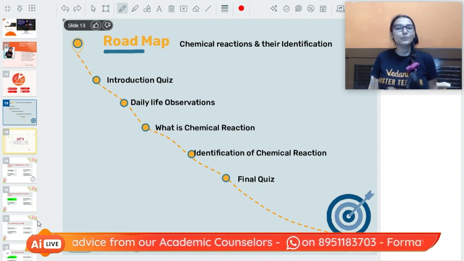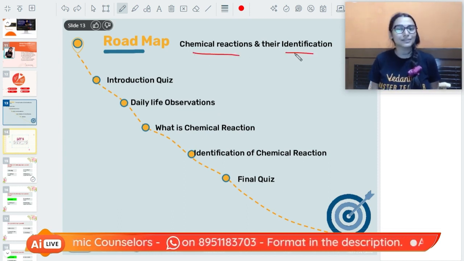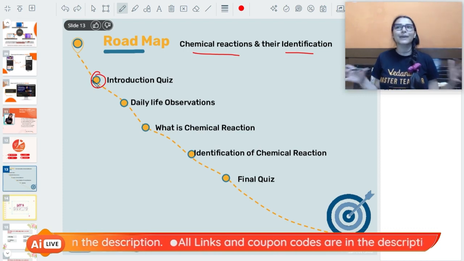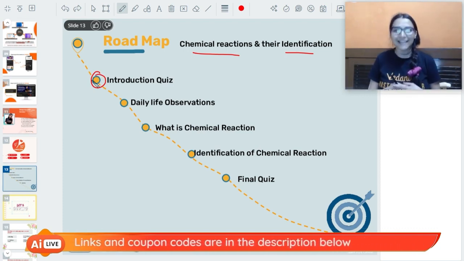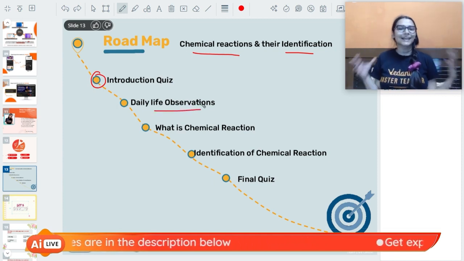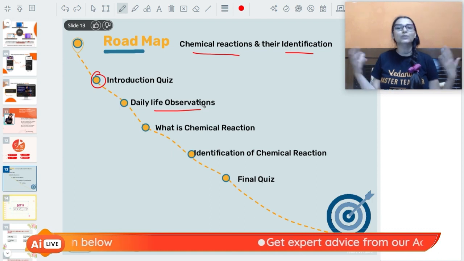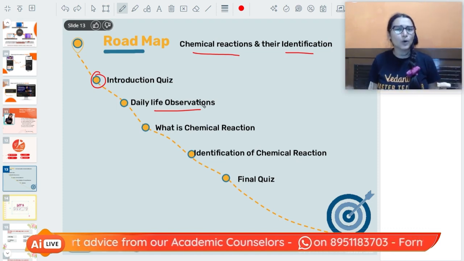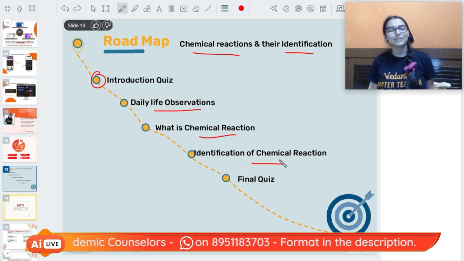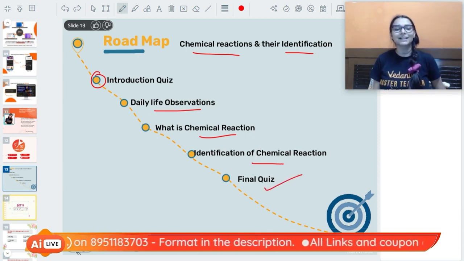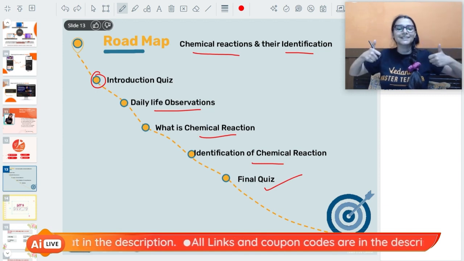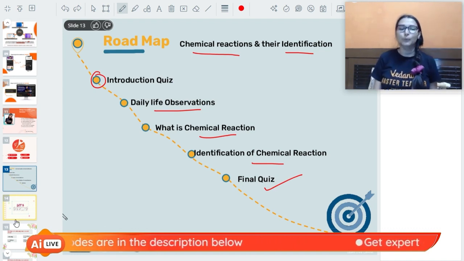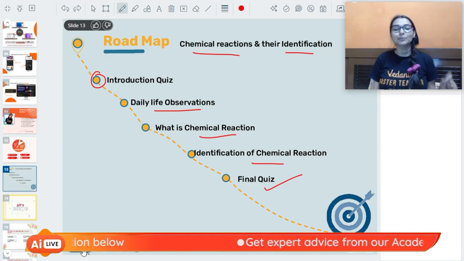What is the roadmap of this class? We have chemical reactions and their identification to discuss. First of all, I will conduct an introduction quiz to see how much you remember from grade 7. Then we will look at some daily life observations, because chemistry is around us in everything, so we need to observe keenly. Then we will see what a chemical reaction is, how we identify a chemical reaction, and then there will be the final quiz. Are we clear on this? Yes ma'am, we should be super duper clear. You can attend this session in the interactive mode, and even when the session is not live, you can still play the quizzes.